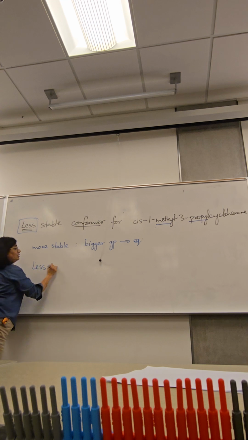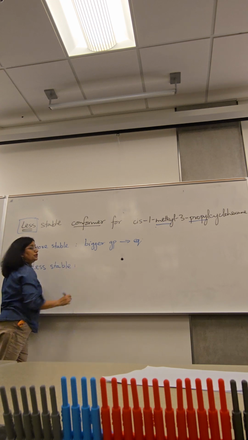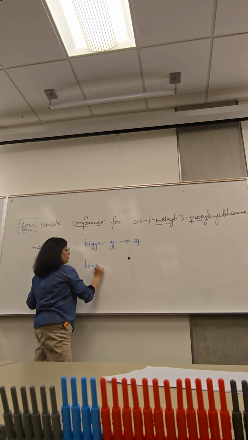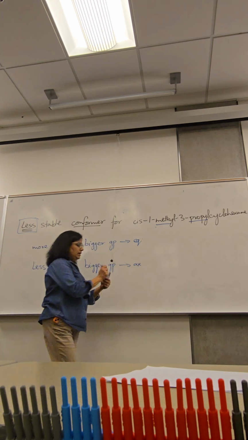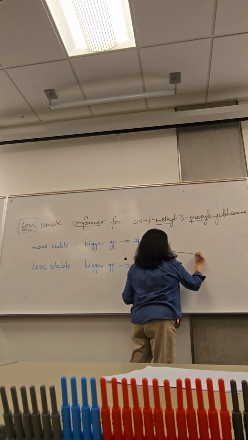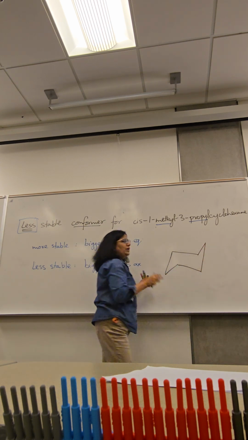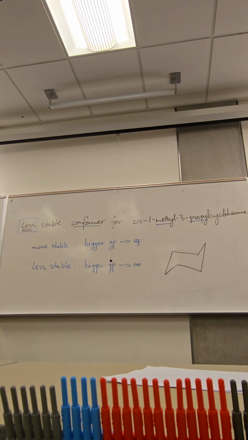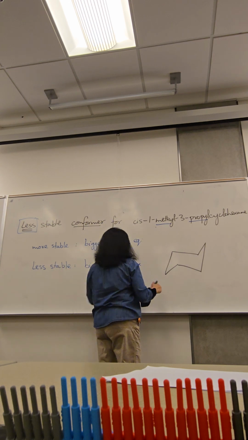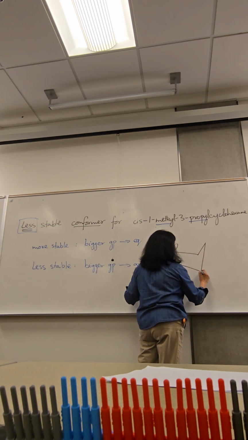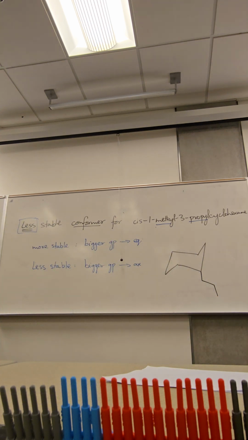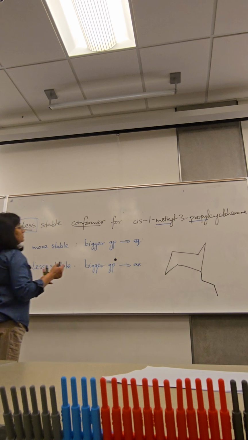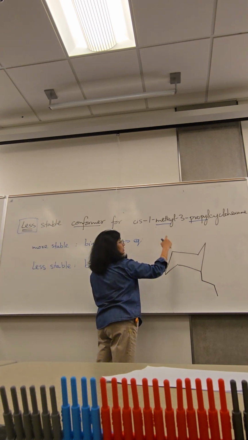So for the less stable, what position will you put the bigger group in? Axial. So, let's start with making a chair and putting the propyl, the bigger group. Always start with the bigger group. That's the one that decides because that's the one that needs the most space. So because we want the less stable conformer, I'm going to put my propyl group, 1, 2, 3, in the axial position. That's fixed.